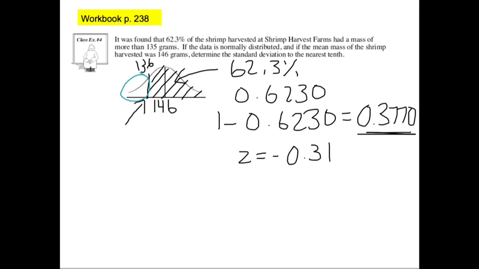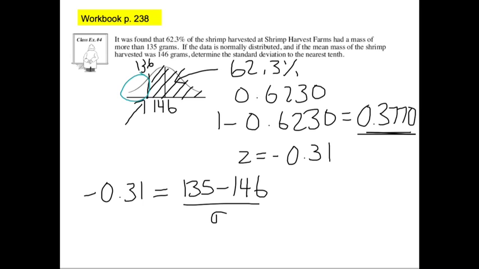Okay, now that we have that, we've got 3 pieces of information, and now we can find our standard deviation. So in the z-score formula, you're going to replace the z with negative 0.31. X is 135, and we know that the mean was 146, and we don't know our standard deviation. That's what we're trying to find. Now that standard deviation is in the denominator, which is kind of a pain. We need to move it up.